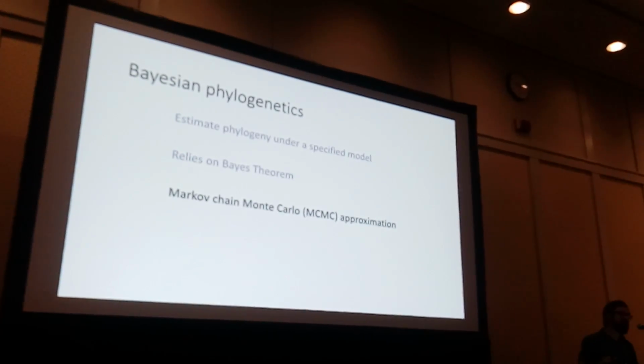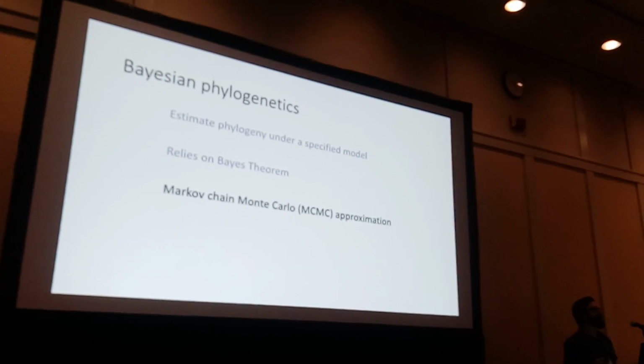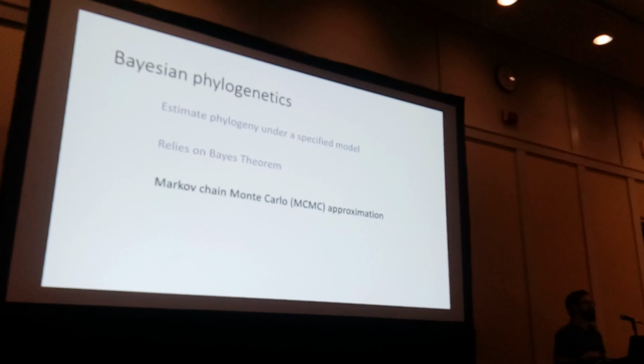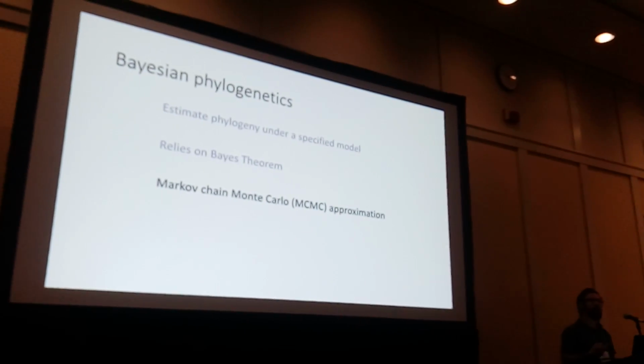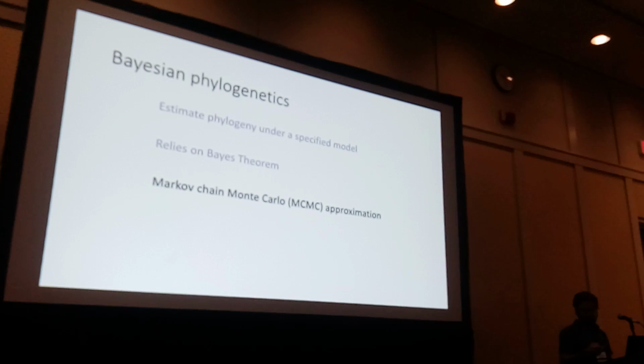And MCMC, Markov chain Monte Carlo, is a really neat trick because it lets us do Bayesian estimation for really almost anything, especially in phylogenetics. But it comes with some major caveats.